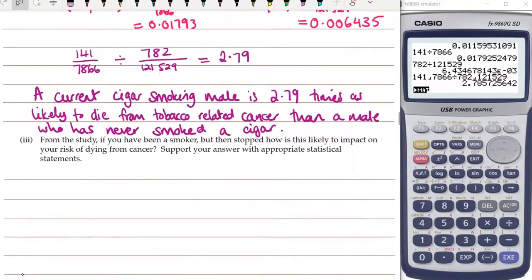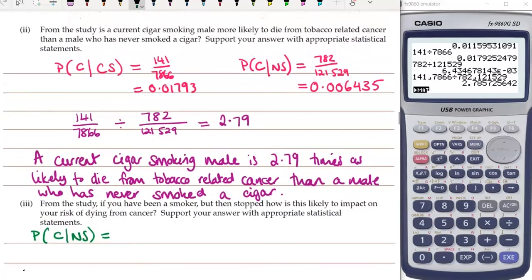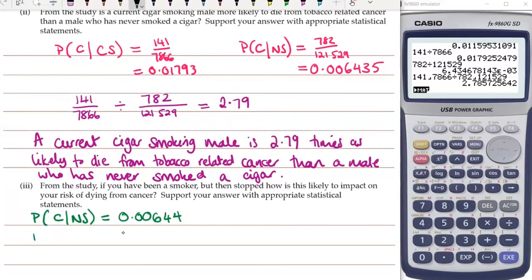Okay, now part 3. From this study, if you have been a smoker but then stopped, how is this likely to impact on your risk of dying from cancer? So we want to make a comparison of those 3 situations. So the probability of dying from cancer, given that you've never smoked, now I'm sure we've got that up here. Yep, so just right here is this one here. Just make that clear, it's 0.00644.